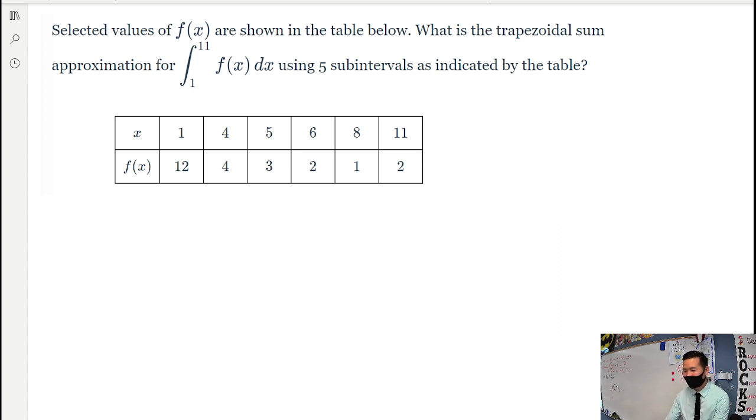Select values of f of x are shown in the table below. What is the trapezoidal sum approximation for the integral from 1 to 11? Huh, isn't that so nice of them to give us the values from 1 to 11 as well? Using 5 subintervals as indicated by the table. What the heck does that mean?